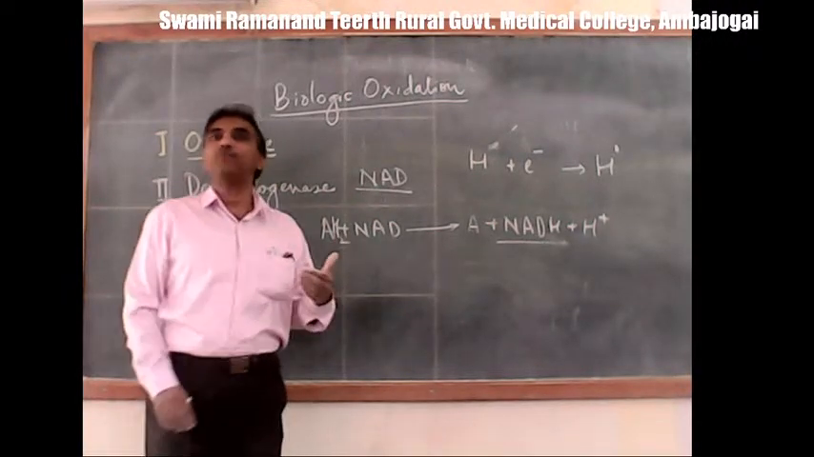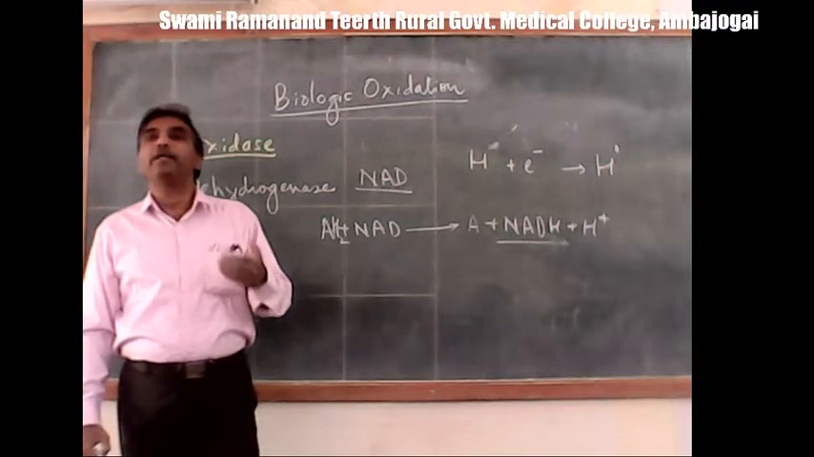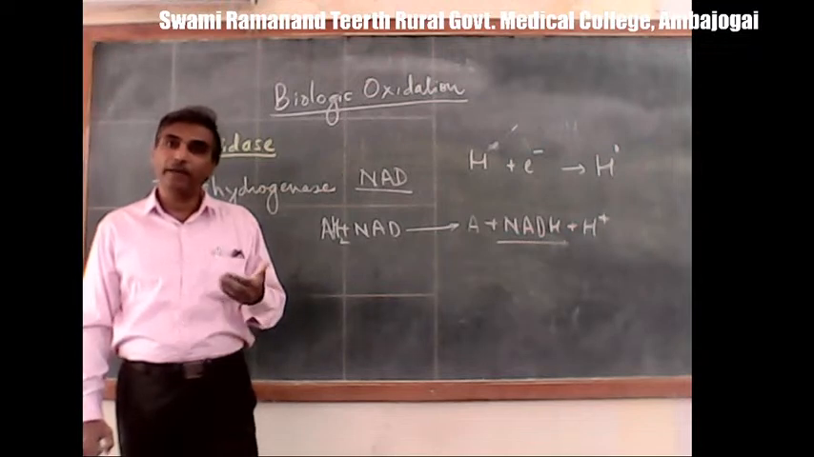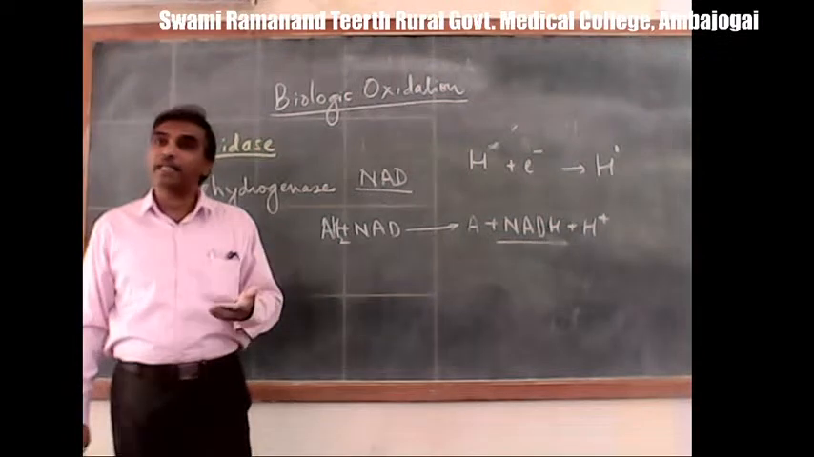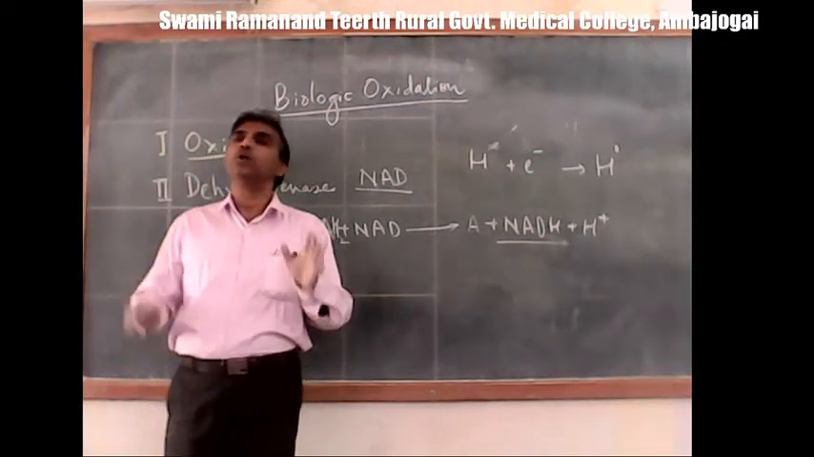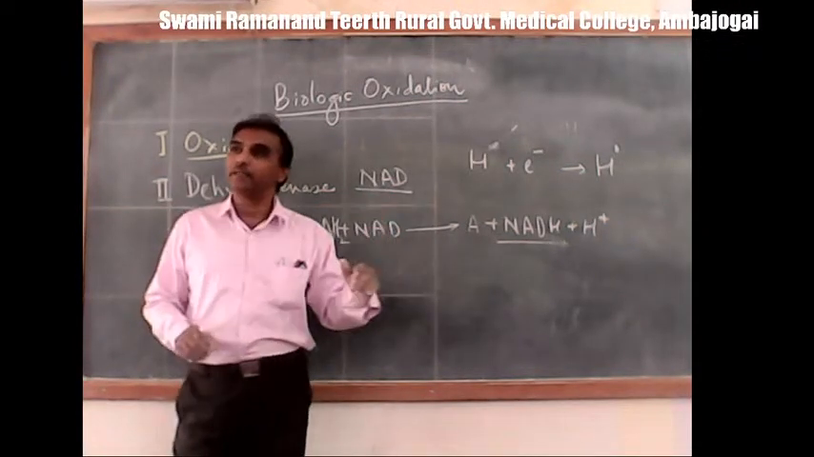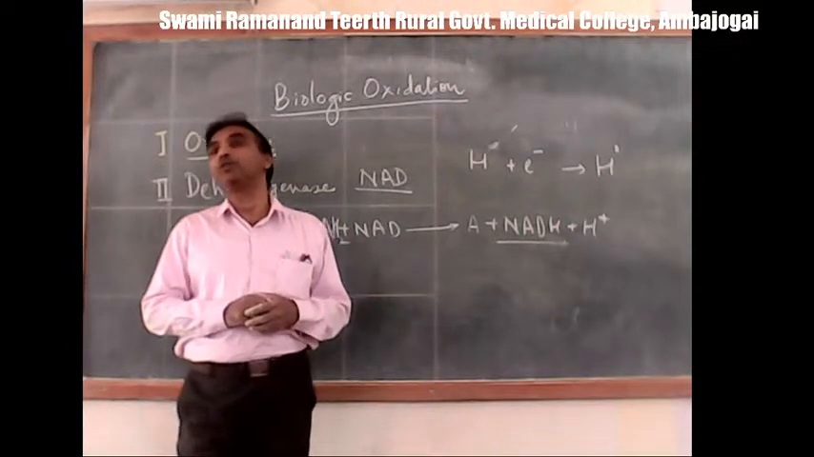So all the glycolytic enzymes which are dehydrogenases. Pyruvate dehydrogenase is there. Then in the TCA cycle, alpha ketoglutarate dehydrogenase, succinate dehydrogenase. So there are a lot of dehydrogenase enzymes which are NAD linked, meaning they use NAD as the acceptor of reducing equivalents.